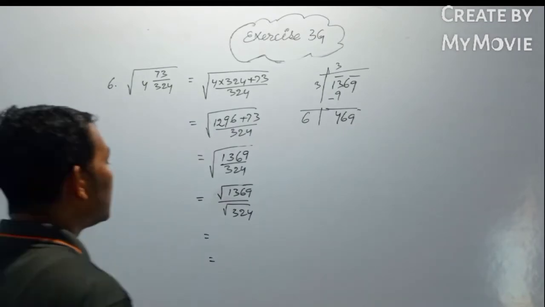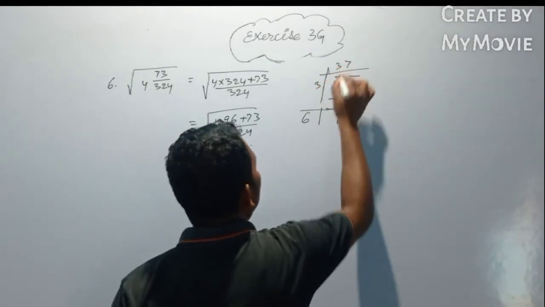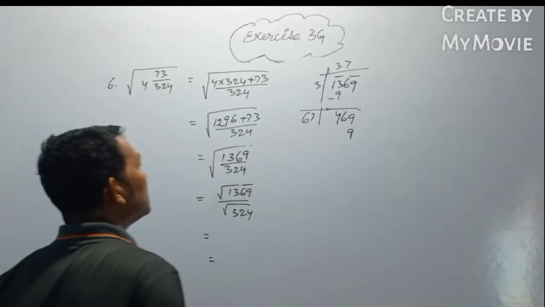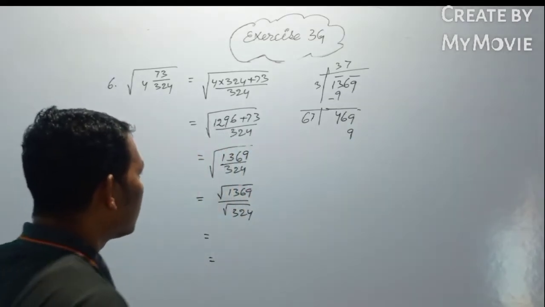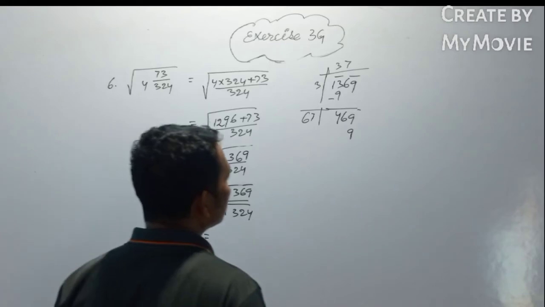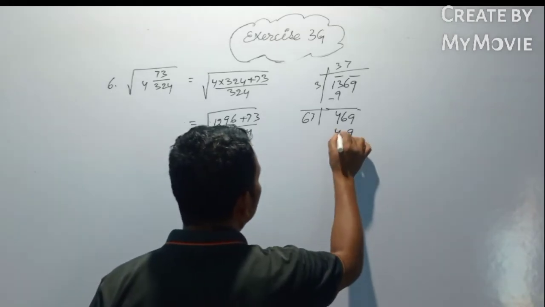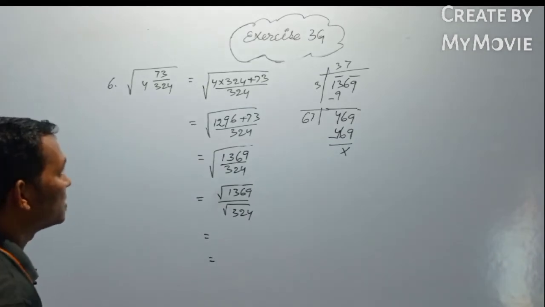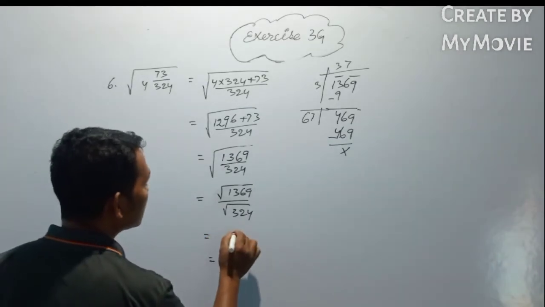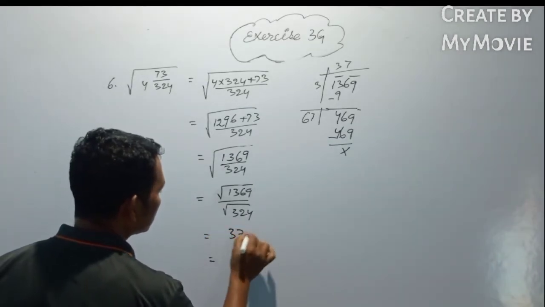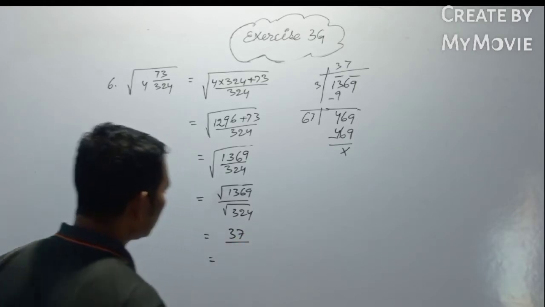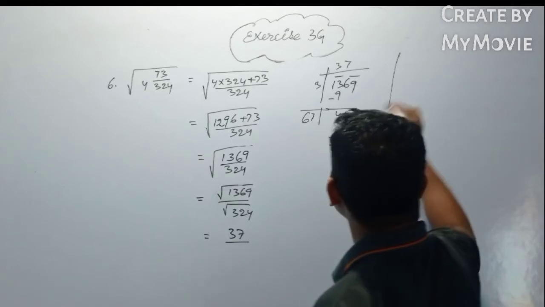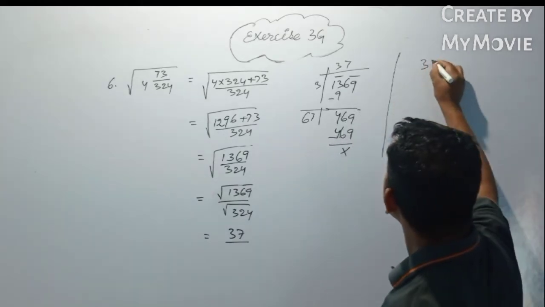Now 7 7s are 49. 7 6s are 42. 42 plus 4 is 46. So the square root of 1369 is 37 upon, now the square root of 324.